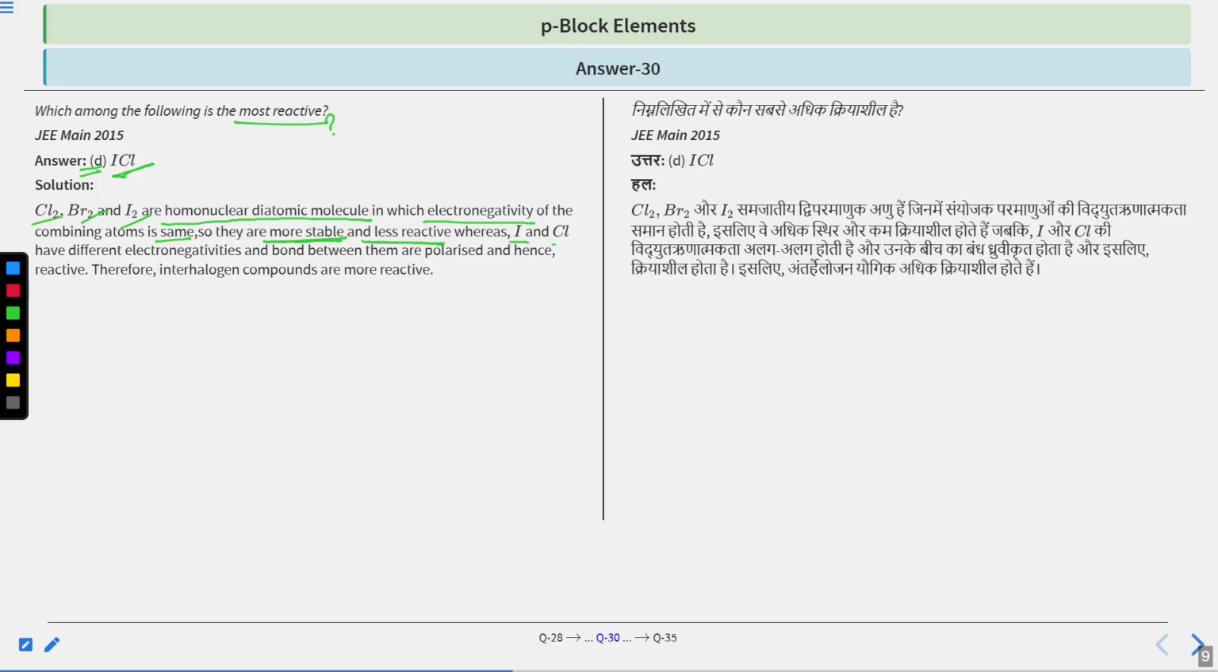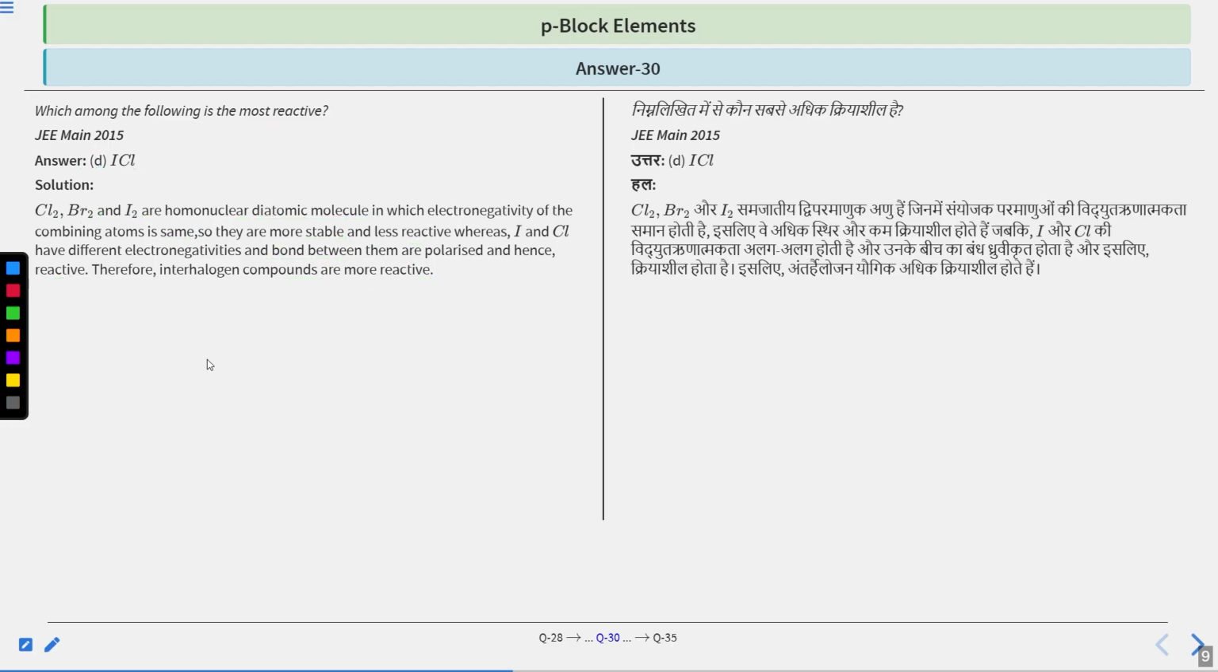Whereas iodine and chlorine have different electronegativities, right? Because the atoms are different, there is some electronegativity difference between them, and the bond between iodine and chlorine will get polarized, and hence it will be reactive. Therefore, the interhalogen compound ICl is more reactive than the homonuclear diatomic molecules of halogens given in the options, right? Thus, option D is the correct answer, that is ICl.